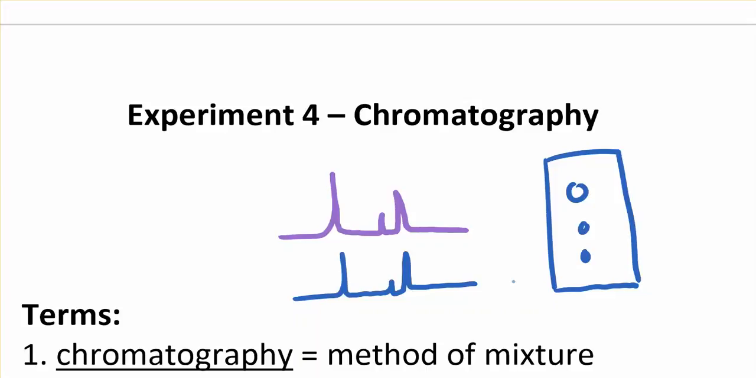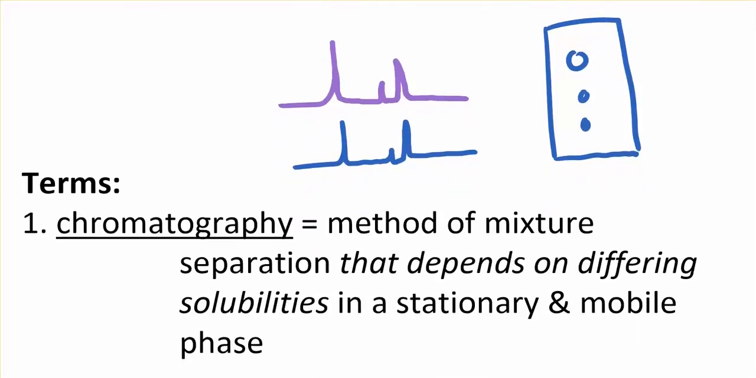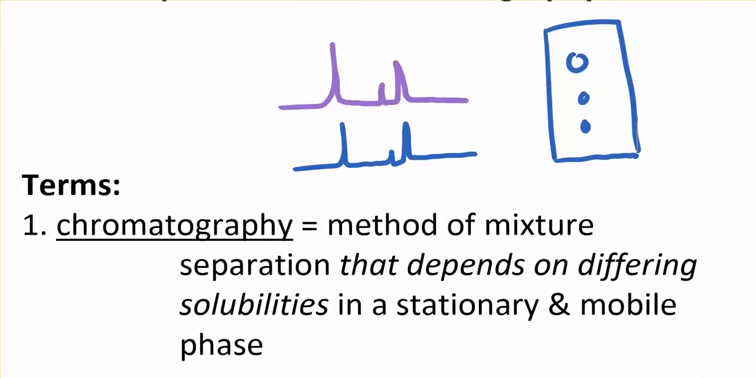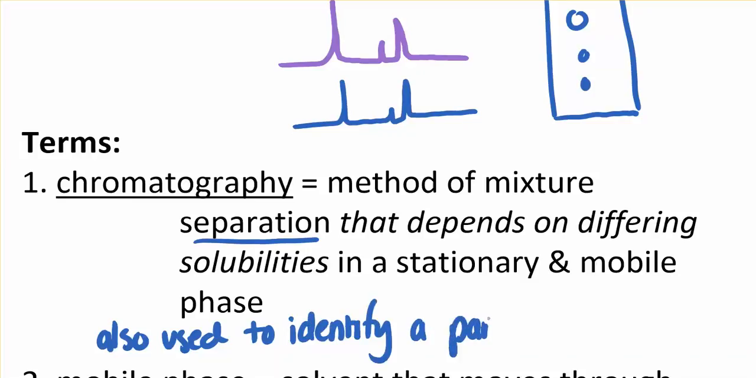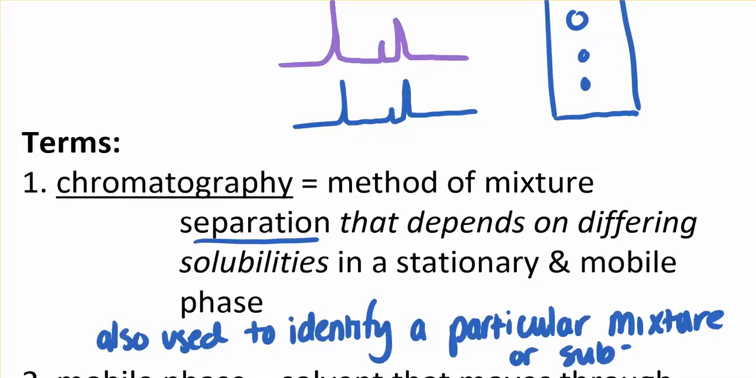So the thing is that even though we define chromatography as a method to separate a mixture, separating the mixture is not always the purpose. It's also used to identify a particular mixture or substance. Sometimes it's used in combination with another method of detection.